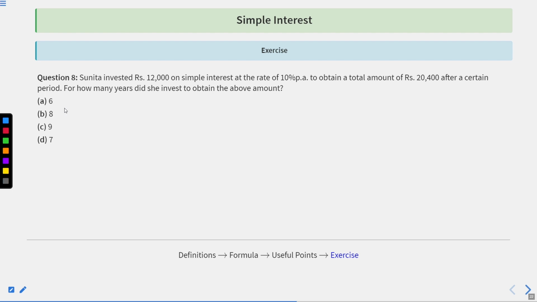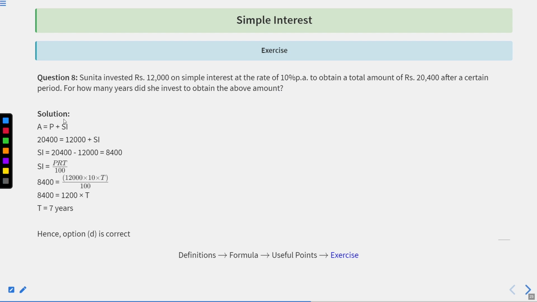Question number 8. Sunita invested 12,000 rupees on simple interest at the rate of 10% per annum to obtain a total amount of rupees 20,400 after a certain period. For how many years did she invest to obtain the above amount?